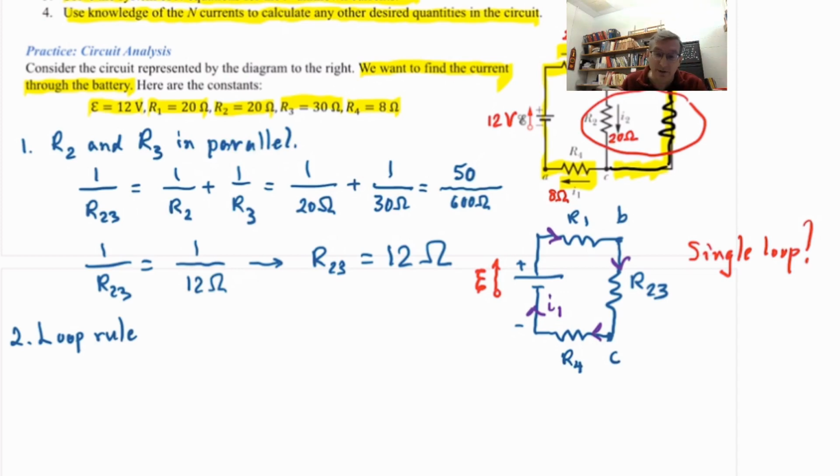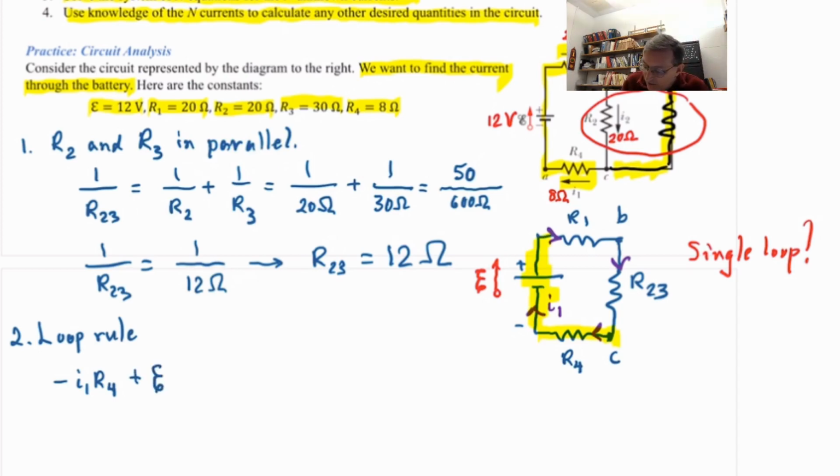I always like to go with the flow, as it were. So I'll start here at point C, and I will traverse clockwise to follow the current. The first thing that happens is I go through the resistor R4, so that'll be a drop: minus I1 R4. Then I go through the EMF in the direction of a voltage gain, from low to high, so plus curly E.